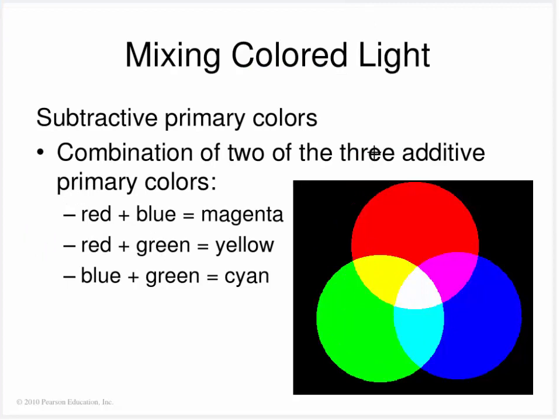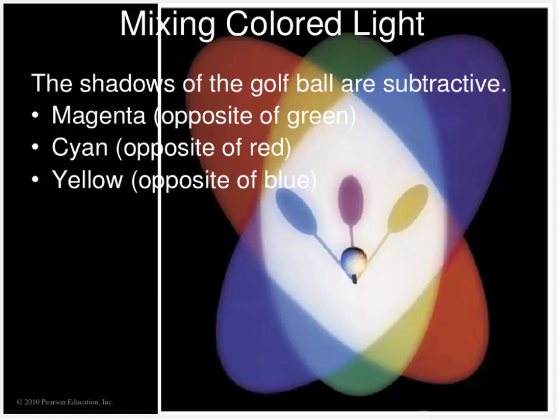So, coming back to our color wheel, we can say the standard thing: red plus blue is magenta, yellow, cyan, all these good things. And we could say yellow is the absence of blue, magenta is the absence of green, and cyan is the absence of red. So we can think about these subtractively.